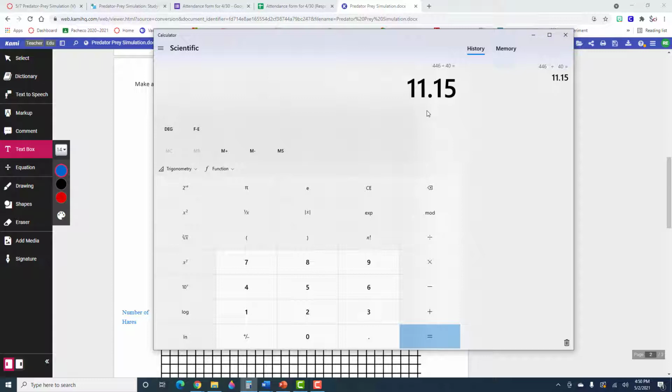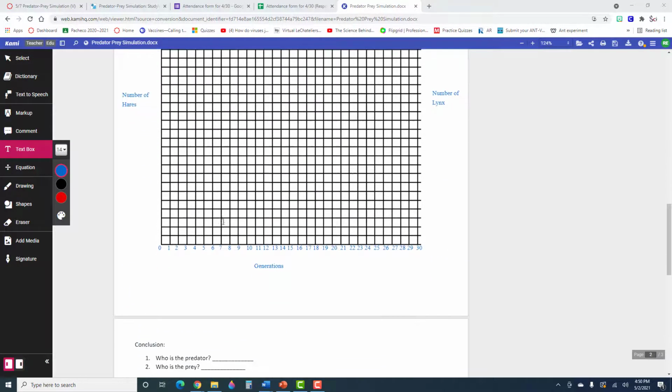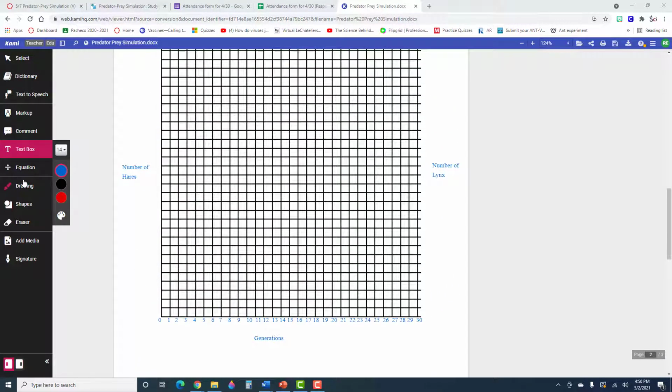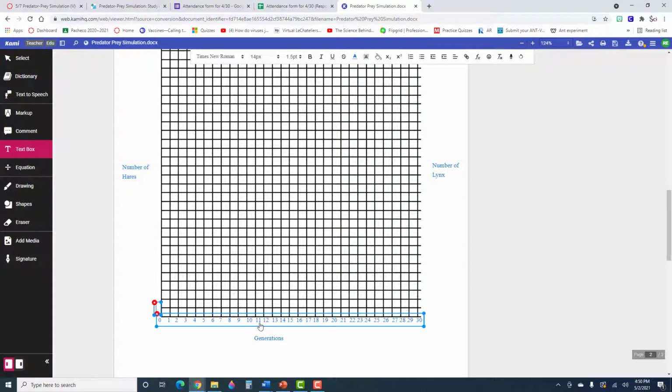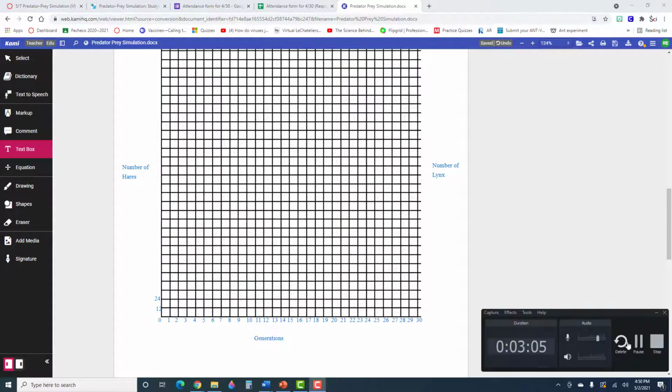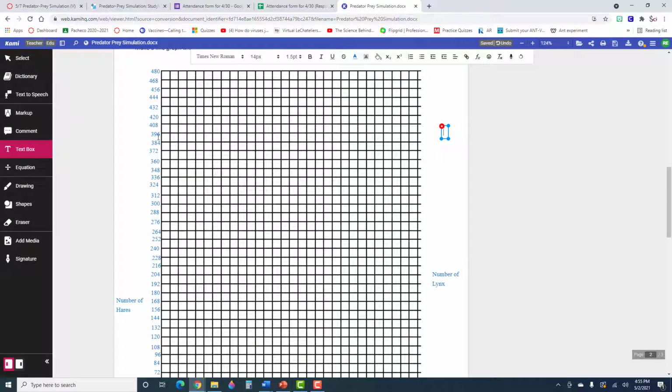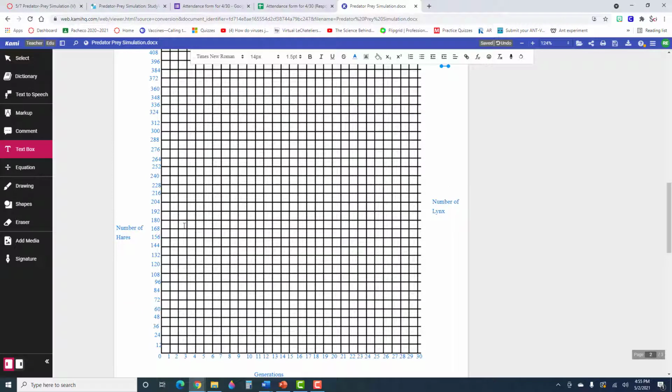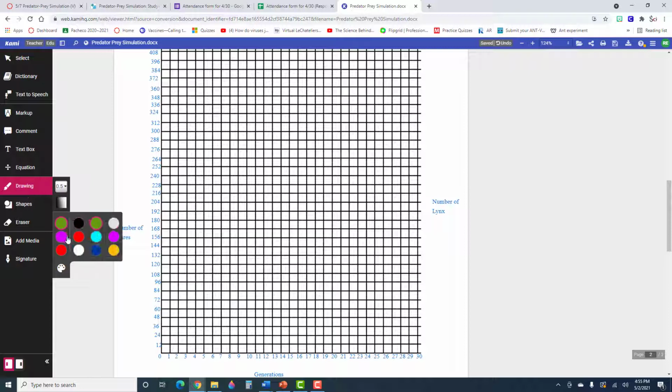Don't round down. Even though 11.15 is close to 11, you have to round up, otherwise it's not going to fit. So we're going to count by 12s on this scale here. So take a text box, and every line is 12, and you're going to number all the way up the graph this way until you get to the top. All right, once you get that all the way numbered up to the top, then you're going to go ahead and graph the number of hares. So get a color, and it doesn't really matter what color you use, and then graph.